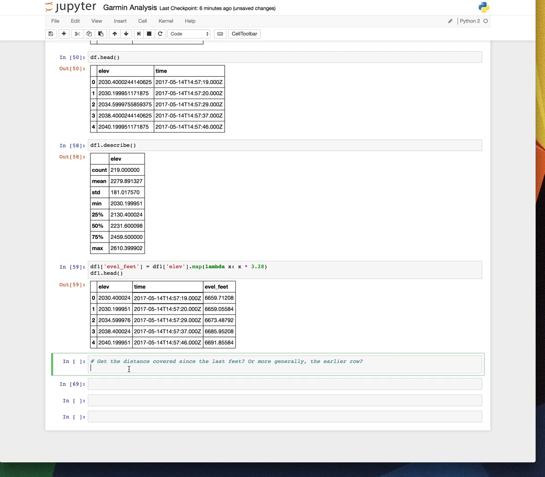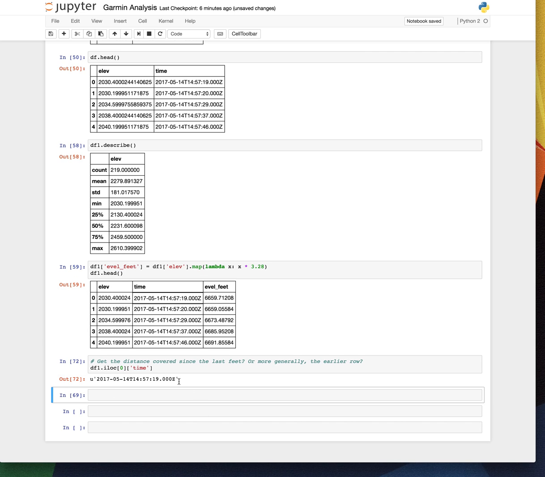So time, we're just going to look at it again. DF1, I'm just waking up here, so bear with me. Time, that's a string, that's Unicode. Doesn't mean anything.